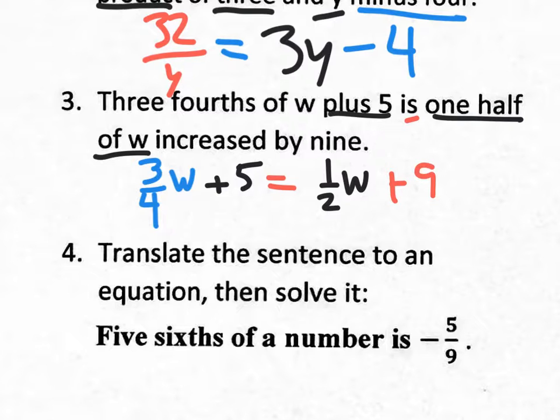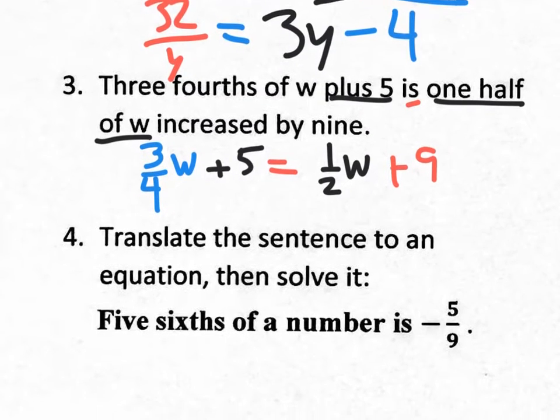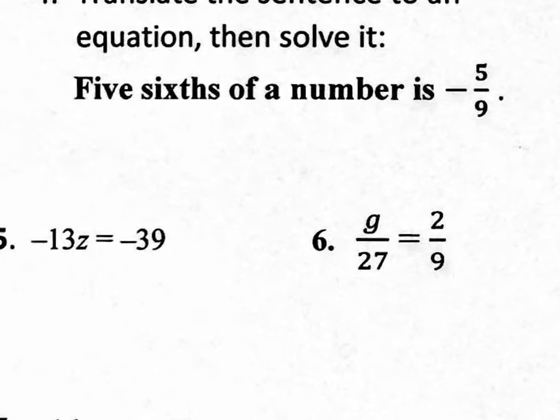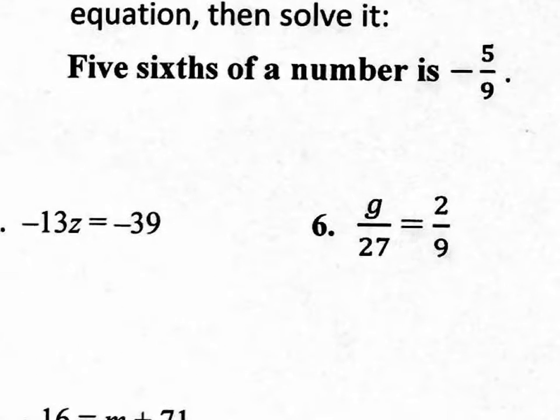Now number 4, we finally have one where the instructions say translate the sentence to an equation, then solve it. So right here we have 5/6 of a number is negative 5/9. So of course we're going to write 5/6 of a number. I want to put x, it doesn't have to be x, it could be n, is equals negative 5/9.